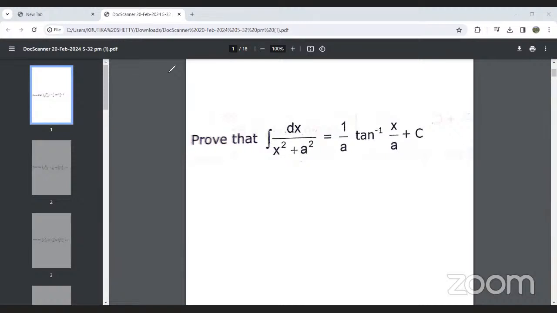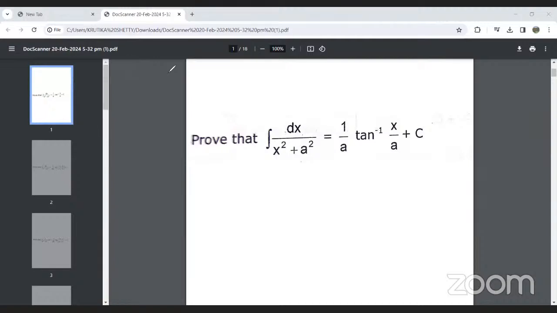The first set: integration of 1 upon x square plus a square dx. Okay, and then integration of 1 upon x square minus a square dx and integration of 1 upon a square minus x square dx. So this was the first set where x square and a square variable were not under square root sign. Okay, so that was set 1.